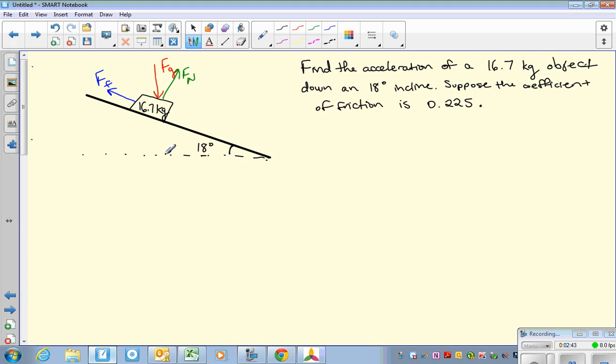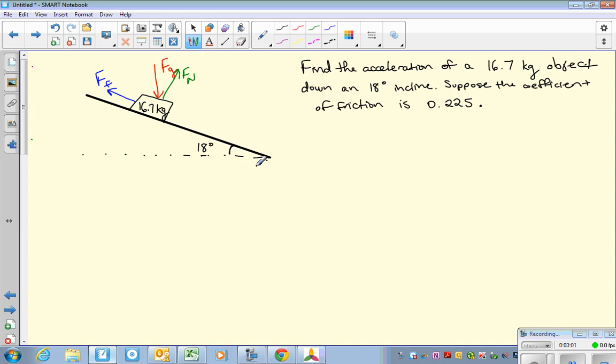No. In this situation, a lot of times we've had a pull force, but this object is free falling, and by free fall, I mean it's allowed to just freely go down the incline. So there's no other force on this, but we need to figure out how fast it's going down the incline.